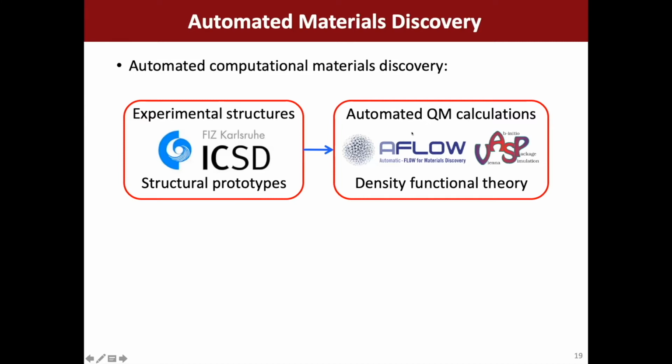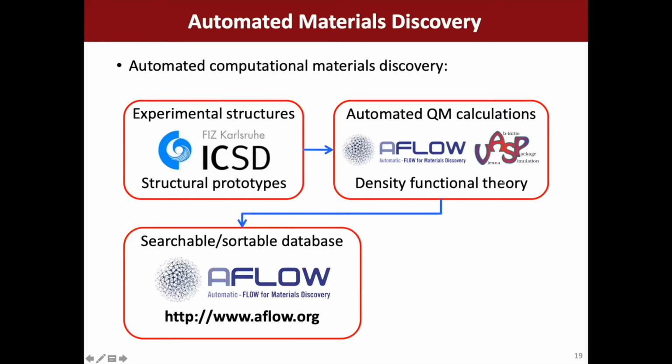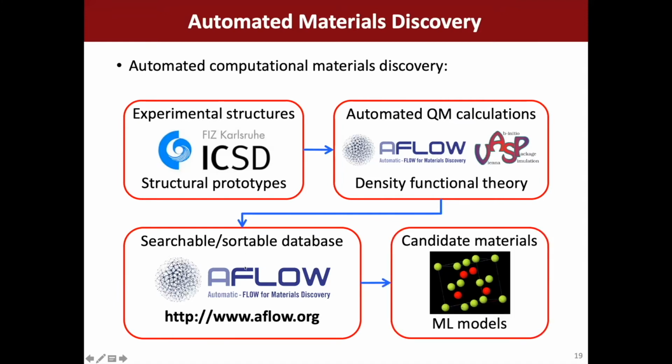We then perform automated quantum mechanics calculations using AFLOW and the VASP DFT code. And Dr. Coriosis and David Hicks will also be talking about this in the sessions later today. We pipe the results into a searchable and sortable database. And then we interrogate this database either to find new candidate materials for new applications, or we use the data inside to do things like training machine learning models to then further accelerate this process.